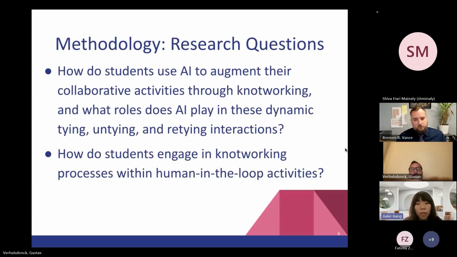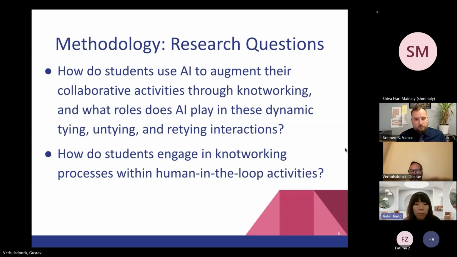So our research focused on two main questions. First, how do students use GenAI to augment their collaborative activities through Knotworking? And what roles does generative AI play in untying and retying interactions? Secondly, we're also interested in learning how students engage in Knotworking processes within human-in-the-loop activities. To address these questions, we collected qualitative data from team-written AI statements, as well as individual reflection essays.